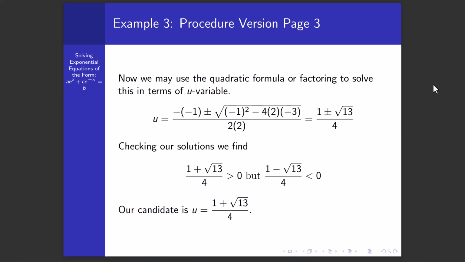Because we have a u squared equation, we may use the quadratic formula or factoring to solve. We'll use the quadratic formula here. And we see that we have 1 plus or minus the square root of 13 over 4 as the u solutions. But remember, those solutions have to be positive values. And 1 plus the square root of 13 over 4, that's definitely positive. But 1 minus the square root of 13 over 4, that's a negative value. So u can only be 1 plus the square root of 13 over 4.